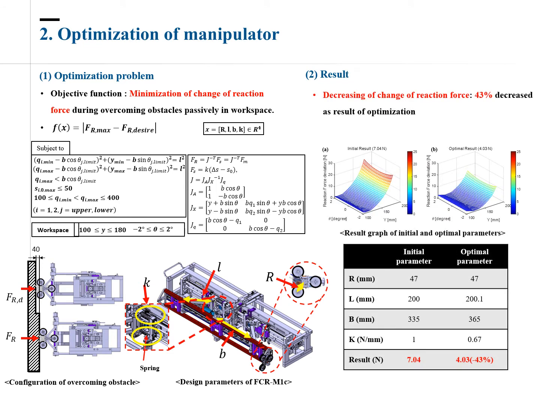Optimization is performed analytically. As a result of the optimization, the average change of reaction force at the target force decreases by 43%, from 7.04 Newton to 4.03 Newton. As you can see on the graphs, the lowest values are at 113 mm with initial parameters and 125 mm with optimal parameters.